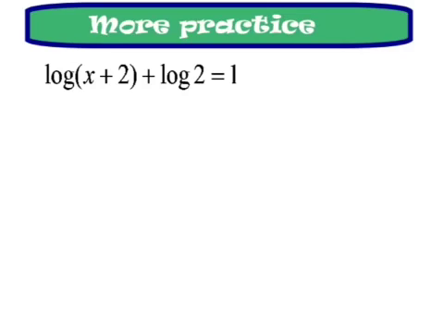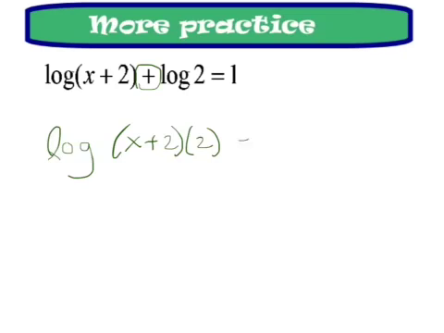Again, I have a logarithm here with addition of 2 logs, so I'm going to condense it down to 1 log. So I have log of x plus 2 times 2, which I can write as 2 times x plus 2 if we want to clean that up. Now, this logarithm does not have a base, so I'm going to remember that when a log does not have a base, it's base 10. Okay, that's the hidden base.